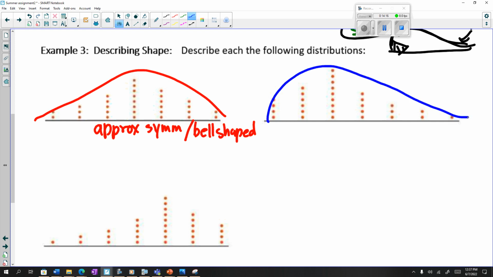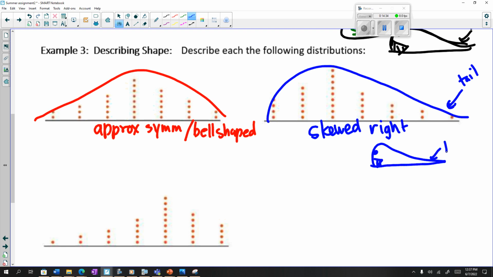All right, now this next one, you see that it's skewed. So again, wherever the tail is, that is the direction of the skew. So here, the tail is on the right, so this is skewed right, which means most of the data is on the left, and then there's a few rare points on the right. Picture a whale or a fish with a tail, and this is the tail on the right, skewed right. The mean gets pulled to the right.